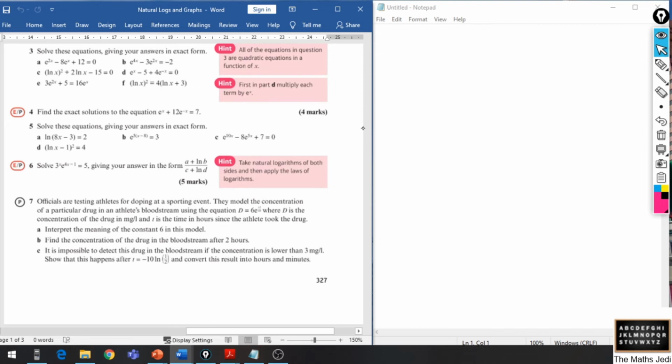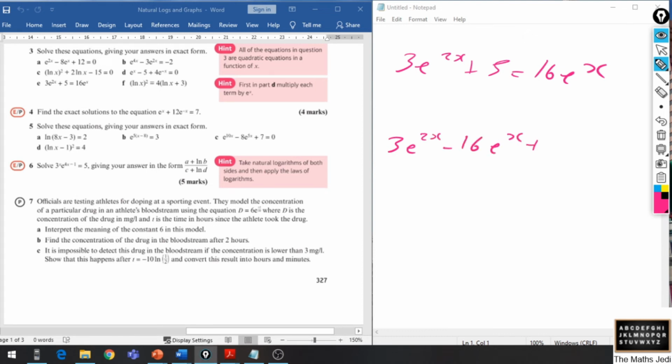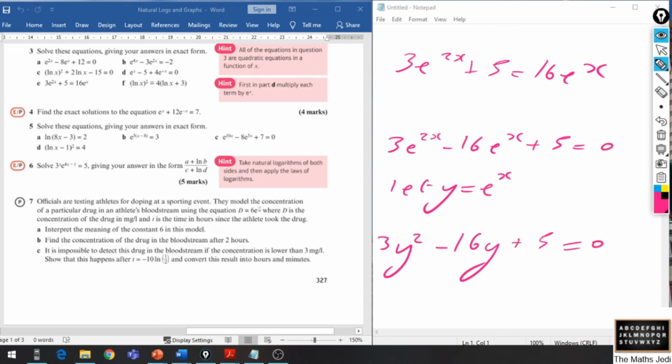We'll do one of these just so you've got a good semblance of what to do. We'll do E and F just so you've seen one of each type. So let's just take that. So 3e to the 2x plus 5 equals 16e to the x. Again, let's take everything to the same side first of all. I'm going to use a bit of substitution here, as I said earlier. It does help me get my head around it a bit. There's my substitution going on.